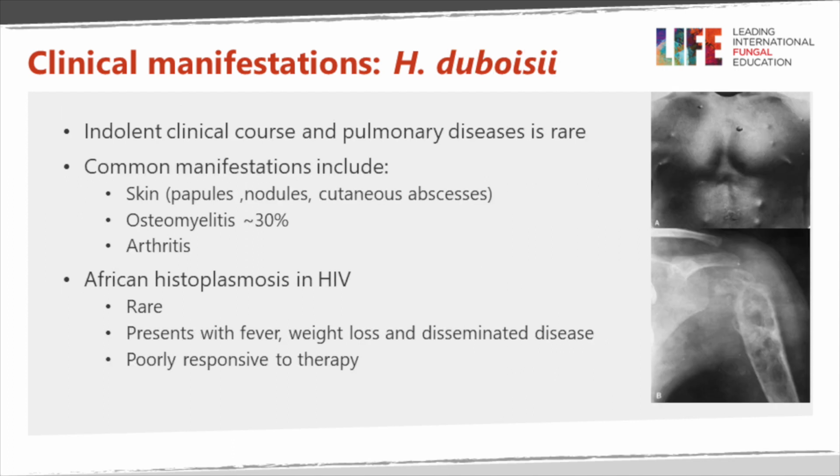In contrast, Histoplasma duboisii infection, which is otherwise known as African histoplasmosis, has a much more indolent clinical course, and pulmonary disease is quite rare. Common manifestations include various papules or nodules on the skin and cutaneous abscesses. Bone involvement is relatively common, around 30%, and you can also have arthritis. And this infection can also complicate HIV in Africa, and it presents then with fever, weight loss, and disseminated disease, and unfortunately responds poorly to therapy, although that may be a reflection of the therapy that's given.